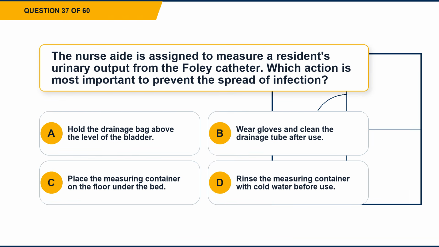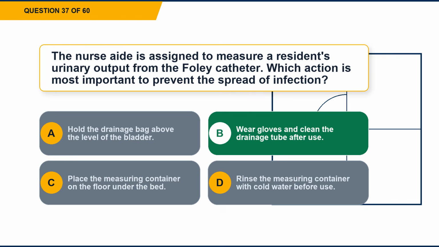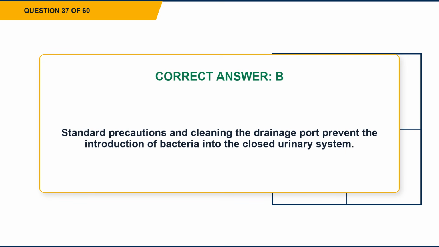Question 37. The nurse aide is assigned to measure a resident's urinary output from the Foley catheter. Which action is most important to prevent the spread of infection? Option A. Hold the drainage bag above the level of the bladder. Option B. Wear gloves and clean the drainage tube after use. Option C. Place the measuring container on the floor under the bed. Option D. Rinse the measuring container with cold water before use. The correct answer is option B. Wear gloves and clean the drainage tube after use. Explanation. Standard precautions in cleaning the drainage port prevent the introduction of bacteria into the closed urinary system.